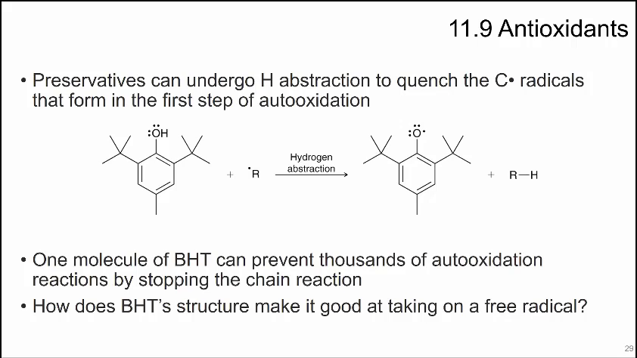Preservatives can also undergo hydrogen abstraction to quench carbon radicals that form the first step of autooxidation. So this BHT that was added from the last slide, that can prevent thousands of these autooxidation reactions by stopping the chain reaction. Why is BHT so good at taking on free radicals? It has sterics and resonance on its side.